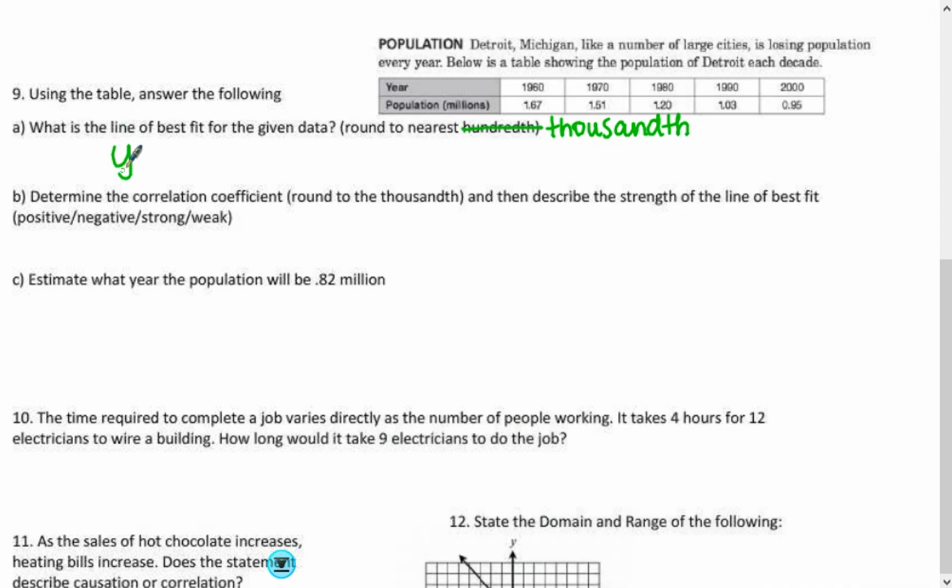We had y equals negative 0.019x plus 39.288. Alright, so there is my line of best fit.